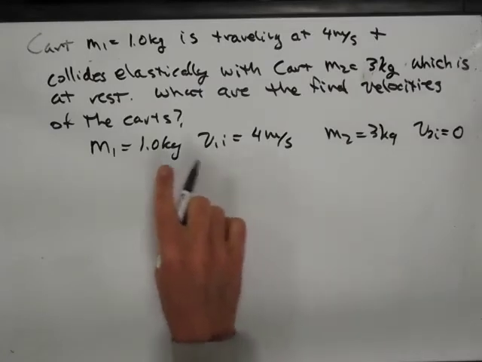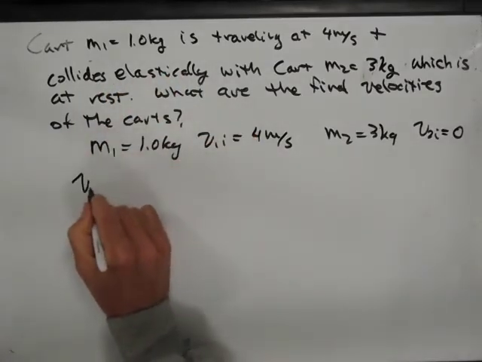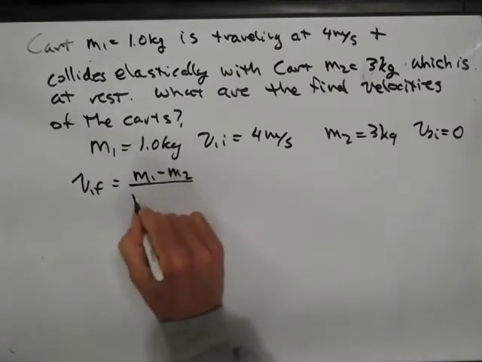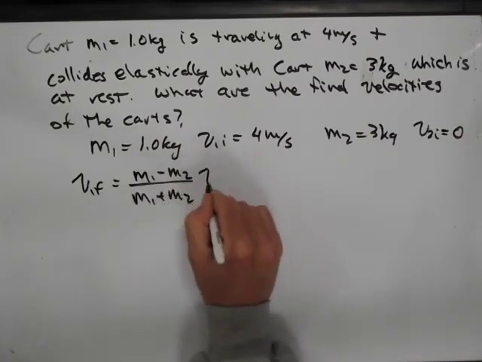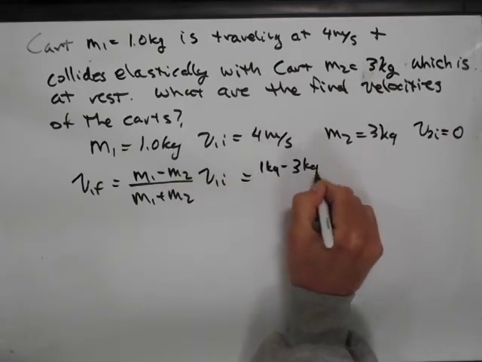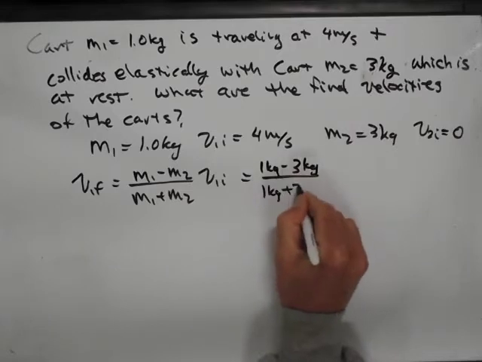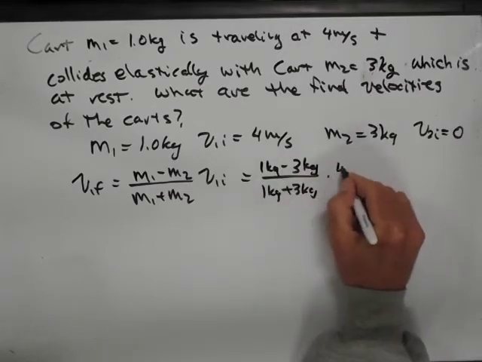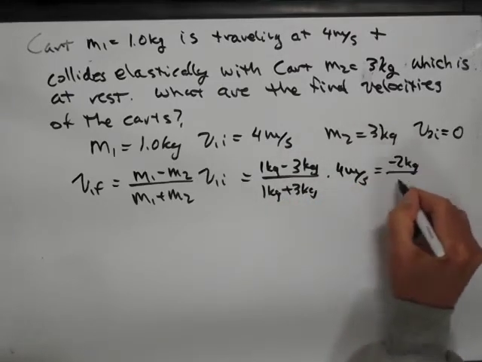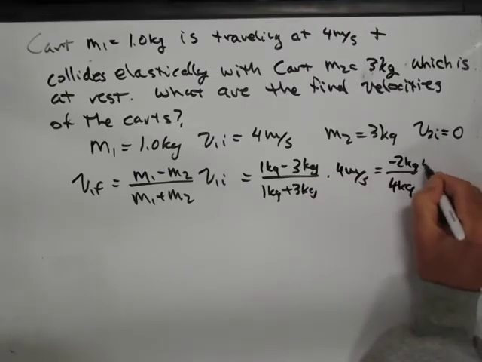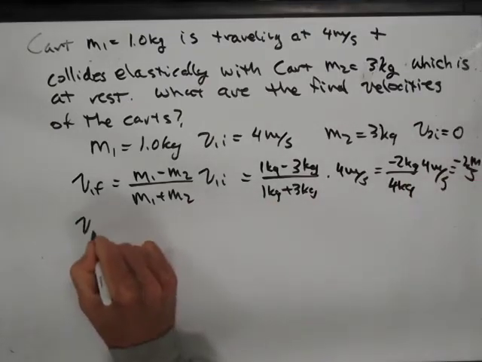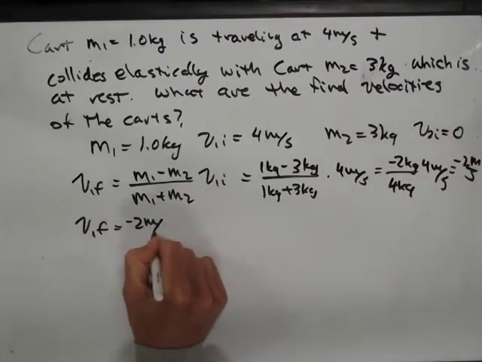So this allows us to use our formulas for elastic collisions where we said v1 final is equal to m1 minus m2 over m1 plus m2 times v1 initial. And so that's equal to 1 kilogram minus 3 kilograms over 1 kilogram plus 3 kilograms times 4 meters per second. And so that's equal to minus 2 kilograms over 4 kilograms times 4 meters per second, which is minus 2 meters per second. And so v1 final is equal to minus 2 meters per second.